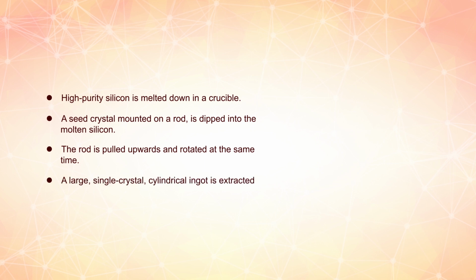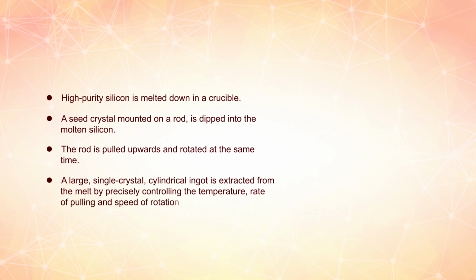So, what happens after this? A large single crystal cylindrical ingot is extracted from the melted silicon by precisely controlling the temperature, and also the rate of pulling and speed of rotation are controlled. So, these are the factors on which the ingot formation depends: controlling the temperature, the rate of pulling and also the speed of rotation.